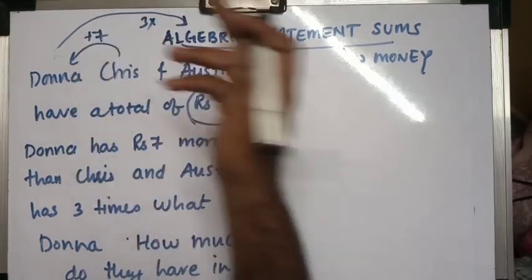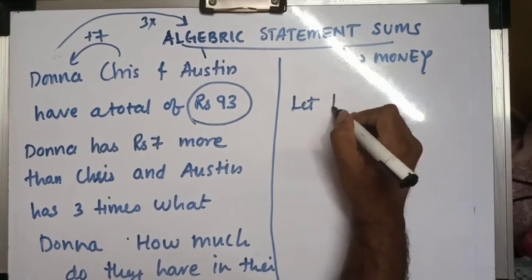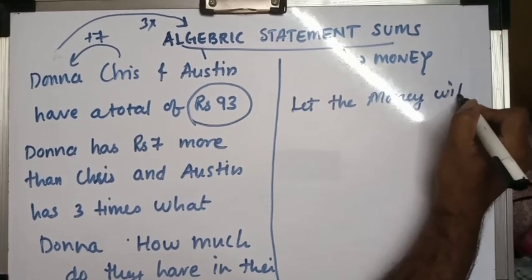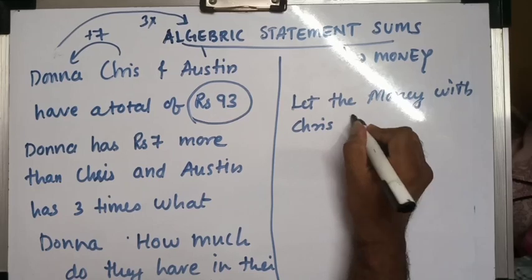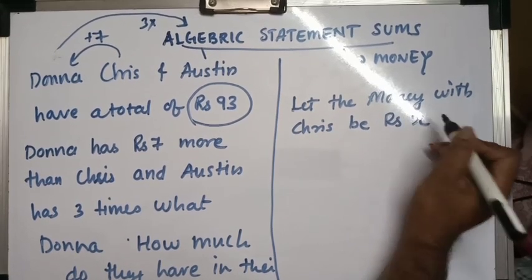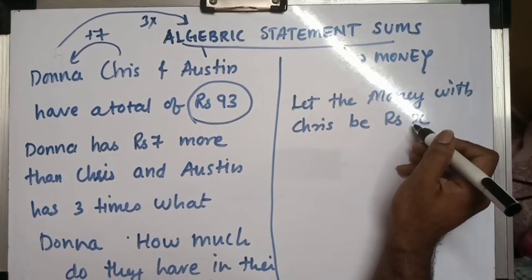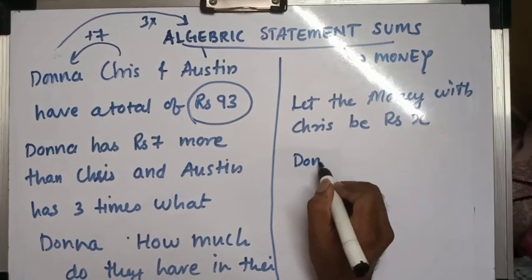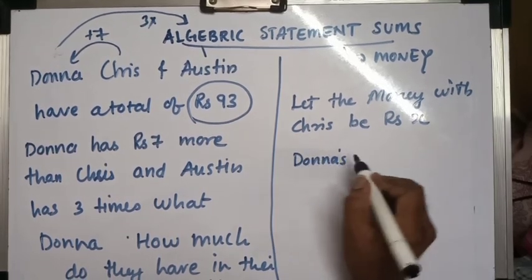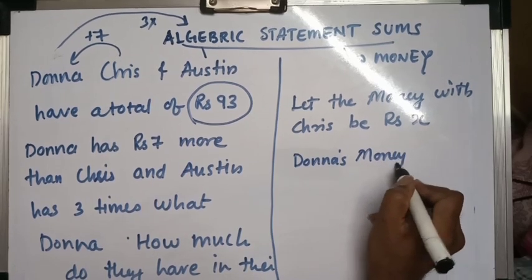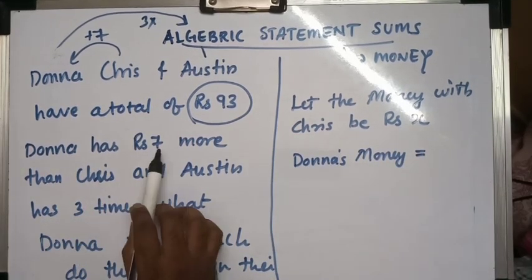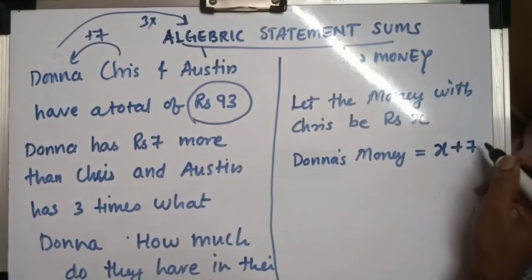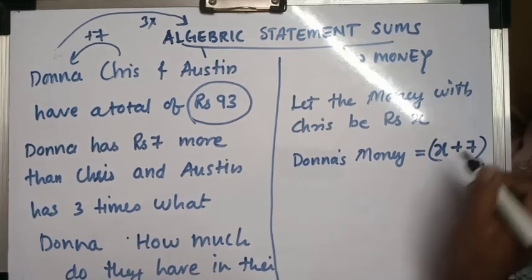So now we don't know Chris's money, so let the money with Chris be x rupees, right. If Chris has x rupees, how much will Donna have? Donna's money will be equal to how much? The question says Donna has 7 more. More means plus 7. So this becomes x plus 7 rupees. Donna has this much amount of rupees.